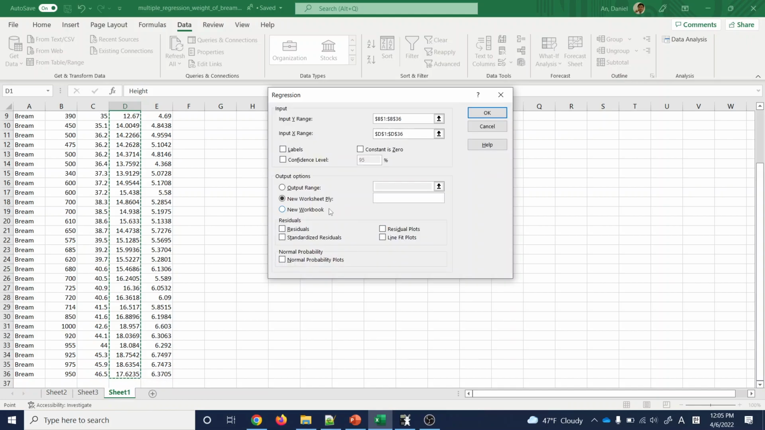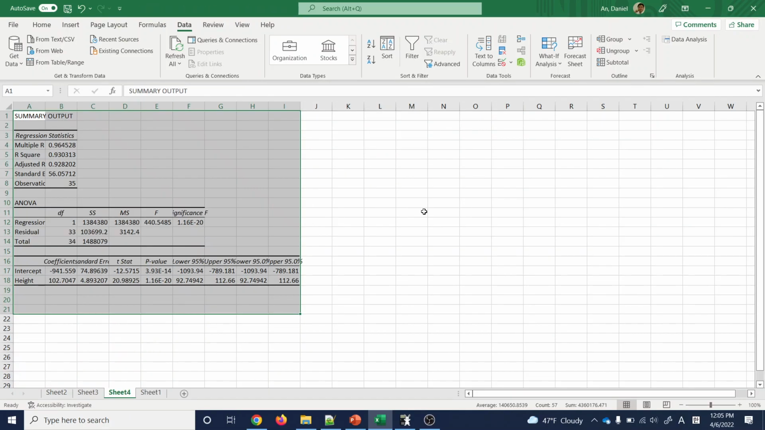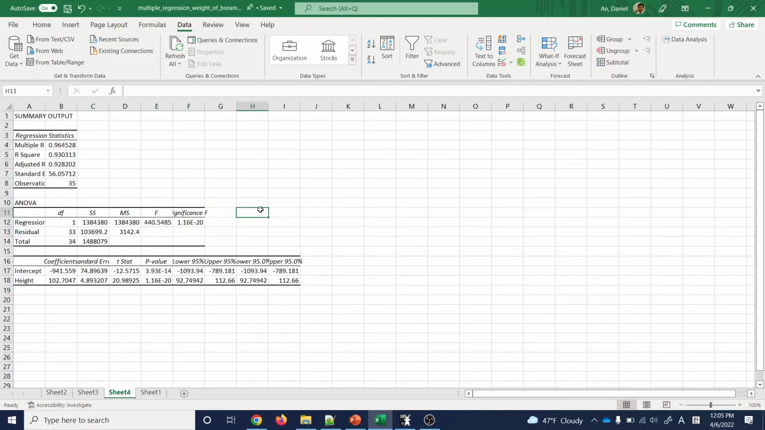Okay, and then our data has labels, so I have to put the label there. And then these are all additional plots, but let's not plot anything. Let's just run it and see what happens. Okay, so it didn't produce any graphs, but as you can see, your R squared and adjusted R squared right here is 0.928, which is 92.8%.